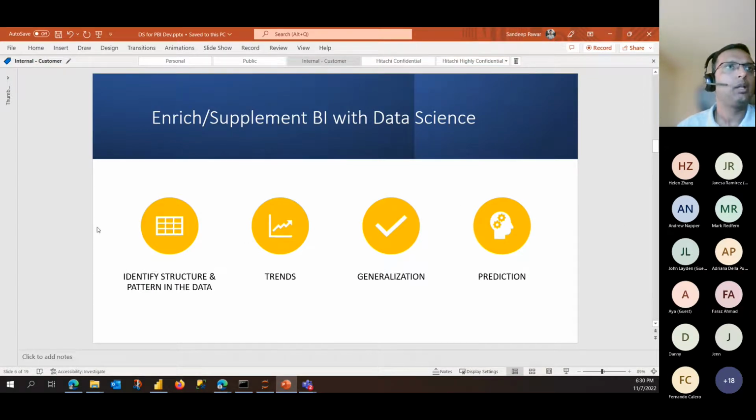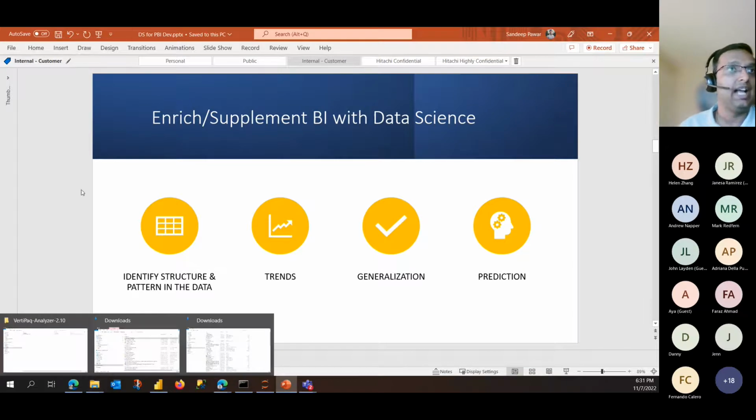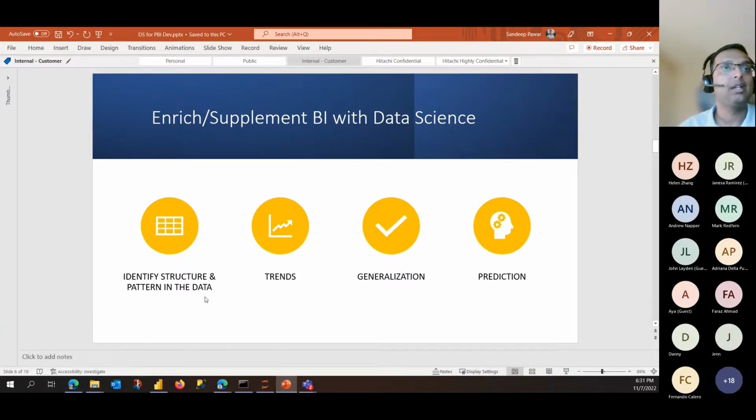So when I talk about using data science as a Power BI developer, what you can get out of it is identifying the structure and patterns in the data, so that you can enrich or supplement your Power BI reports with those data sets, and identifying overall trends in the data, which are not very easy to do in Power BI.